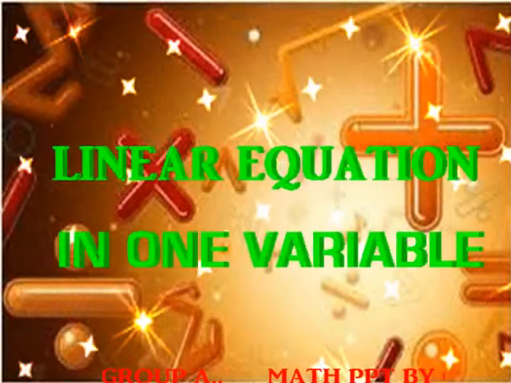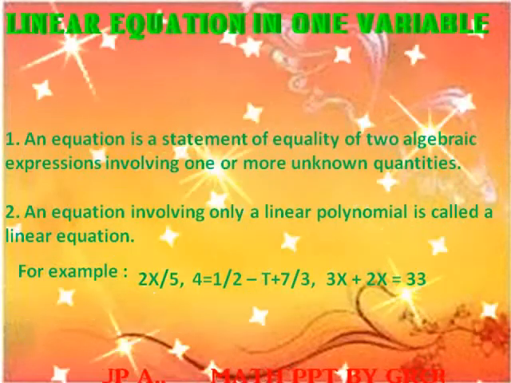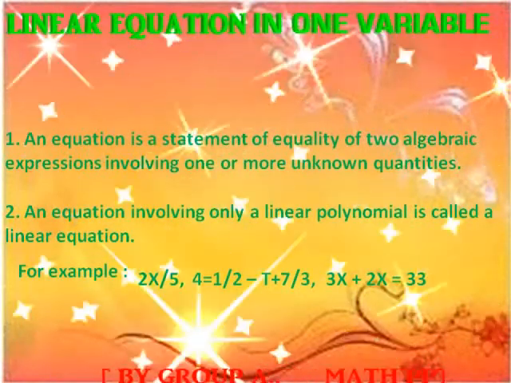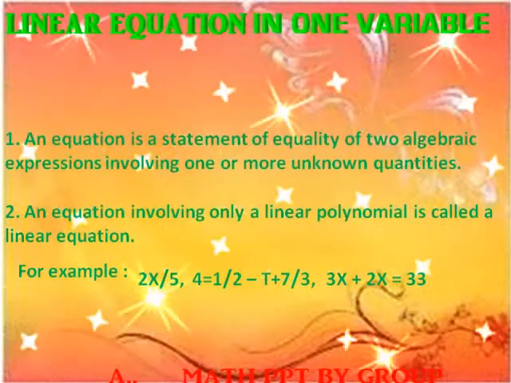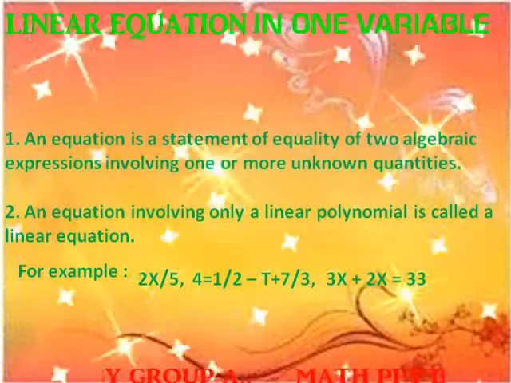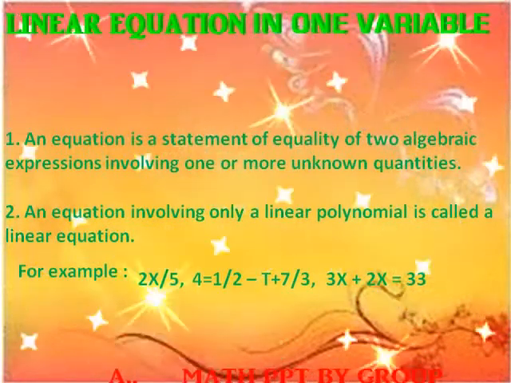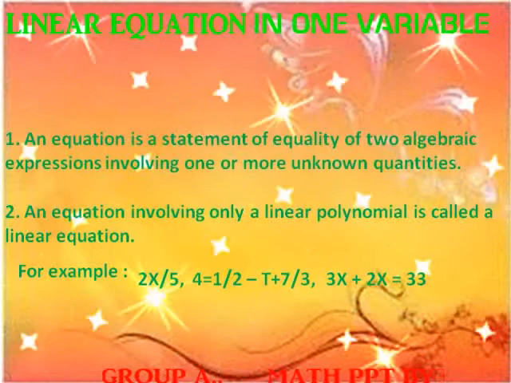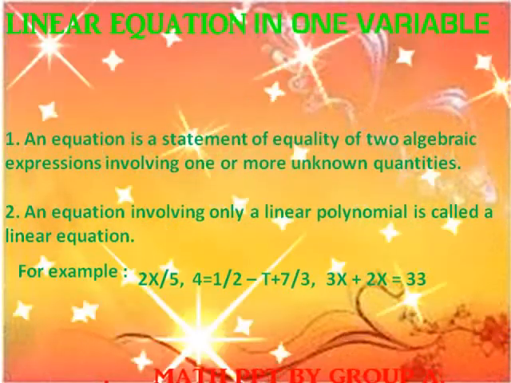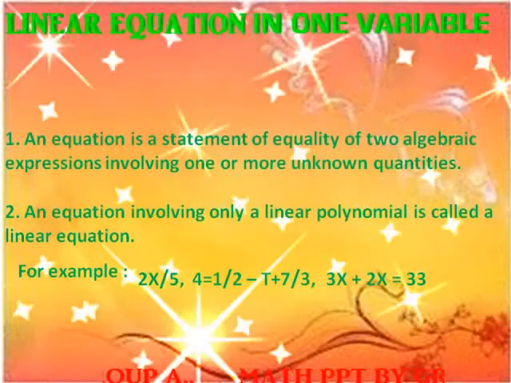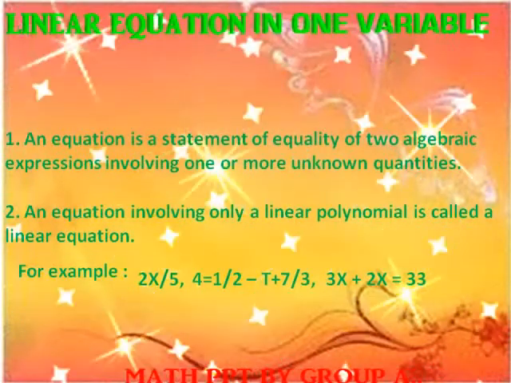Linear equation in one variable. 1. An equation is a statement of equality of two algebraic expressions involving one or more unknown quantities. 2. An equation involving only a linear polynomial is called a linear equation. For example, 2x upon 5 equal to 1 upon 2, minus t plus 7 upon 3, 3x plus 2x equal to 33.